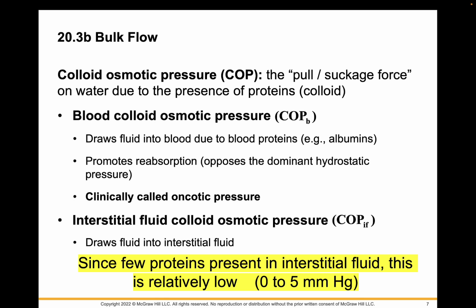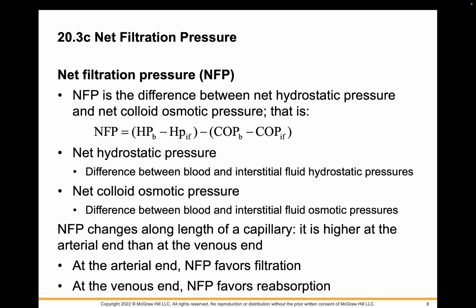So let's take a step back and think about the two forces that we really have to worry about. We have to worry about capillary hydrostatic pressure, and that will decrease as we move from the arterial end of the capillary to the venous end. And then we have capillary oncotic pressure, and we are going to assume that this is constant.